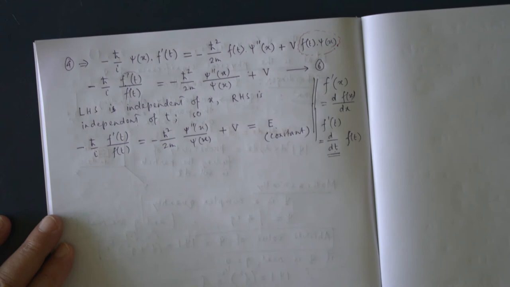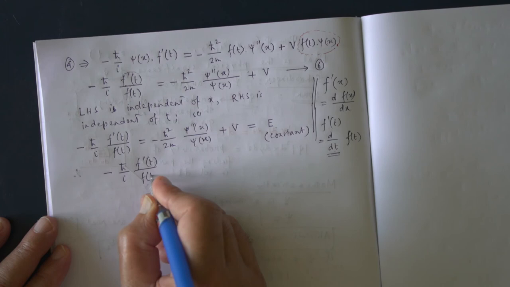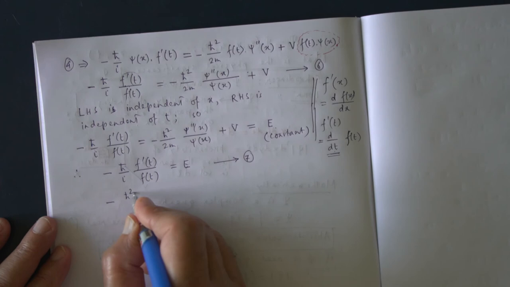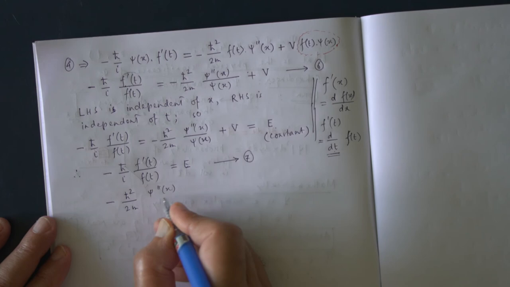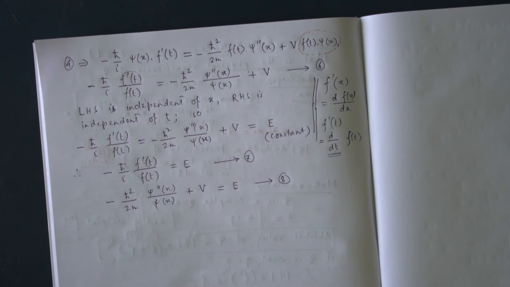So we get two equations. One equation is this: h bar by i f dash t by f t equal to E. This is equation 7. The other equation is minus h bar square by 2m psi double dash x by psi x plus v equal to E. This is equation 8. So we are getting two equations.